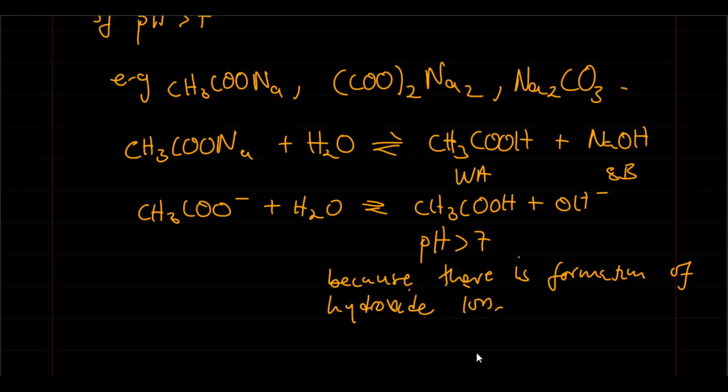That's it. So when they say explain with the aid of an equation, this is what you write, plus OH minus. And then why will the pH be greater than 7? Because there's a formation of hydroxide ion, and we know that hydroxide ion is basic. Okay, so from the first equation you can also explain that the hydrolysis of the sodium ethanoate results in formation of a strong base, which is sodium hydroxide. Okay, then that's it.